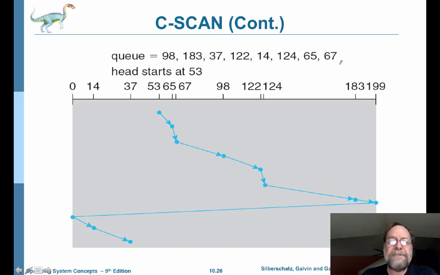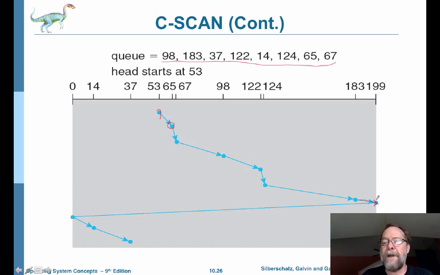So here's a picture of how that might look. Here's our same request string as before. So you'd start at 53. Again, this is going to be easier for you if you sort these on an exam. So from 53, the next request over, and we're assuming we're moving to the right here, will be 65, then the 67, the 98, and so on and so forth. Eventually we get to 183. We have to keep going till we get to the very end. It could be, for example, that a request comes in as we're moving to the right here between tracks 183 and 199.